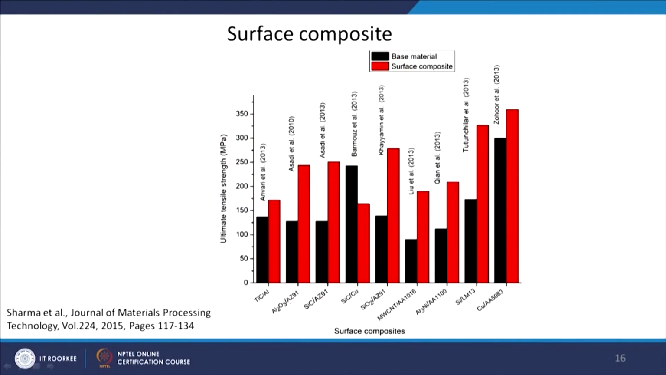And there are different sets of materials. So, AZ91 is a magnesium alloy in which alumina and silicon carbide are added. In aluminum with titanium carbide, or in copper with silicon carbide, there you can see the reduction in the strength. We have to see the exact reason for that, but in general the effect is that the strength increases when you are making surface composites.